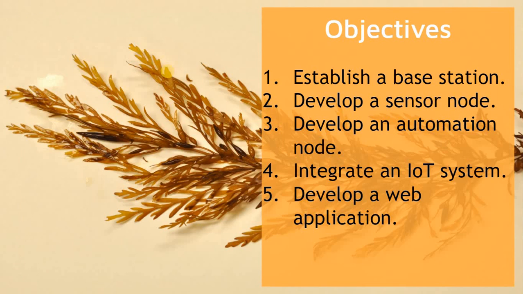The objectives are, first, to establish a base station for data processing, instruction, and control over the system. Second is to develop a sensor node that gathers water parameters. Third is to develop an automation node that controls the automatic water draining, pumping, aeration, and heating intervention processes. Fourth is to integrate an IoT system through wireless communication between the nodes and base station, as well as establishing connection to the internet. Fifth is to develop a web application for remote monitoring and control over the system.